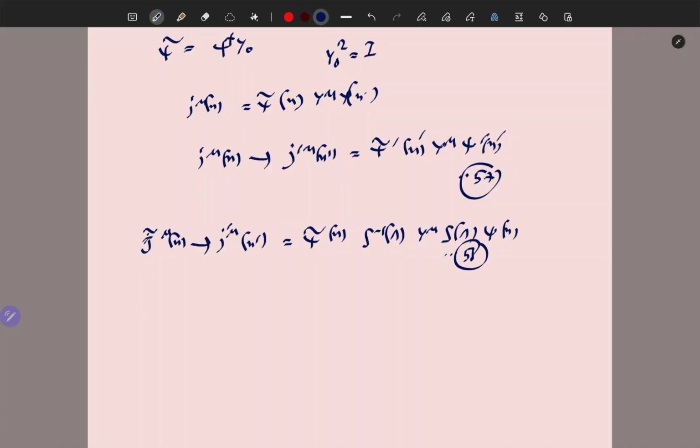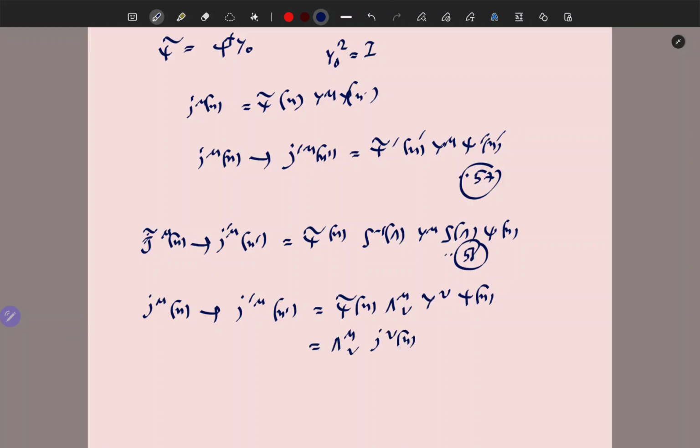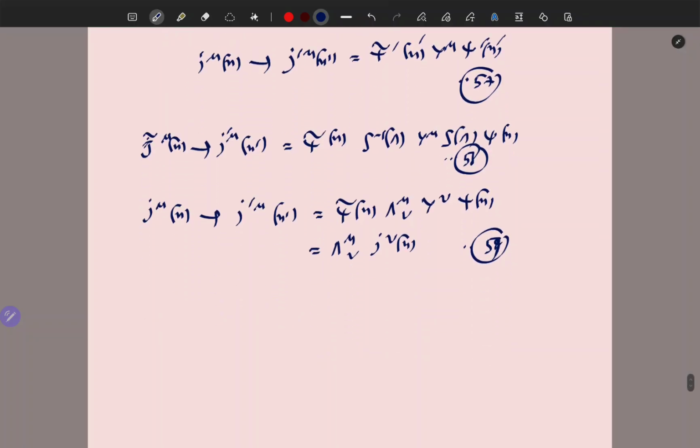So equation number 21 can be written as j^μ(x), which is j'^μ(x'), equal to ψ̃(x) Λ^μ_ν γ^ν ψ(x), equal to Λ^μ_ν j^ν(x). This is equation number 59, showing the desired transformation of j^μ as a covariant 4-vector.